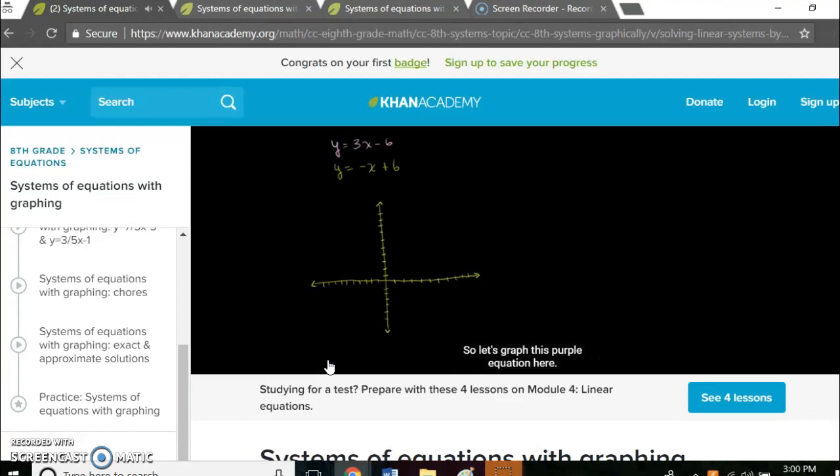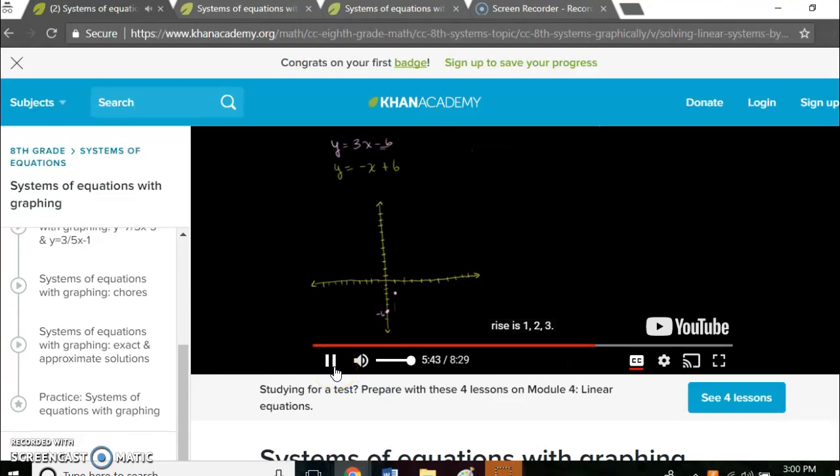So let's graph this purple equation here. Y-intercept is negative 6. So we have, let me do slash 1, 2, 3, 4, 5, 6. So that's y is equal to negative 6. And then the slope is 3. So every time you move 1, you go up 3. You move to the right 1. Your run is 1. Your rise is 1, 2, 3.